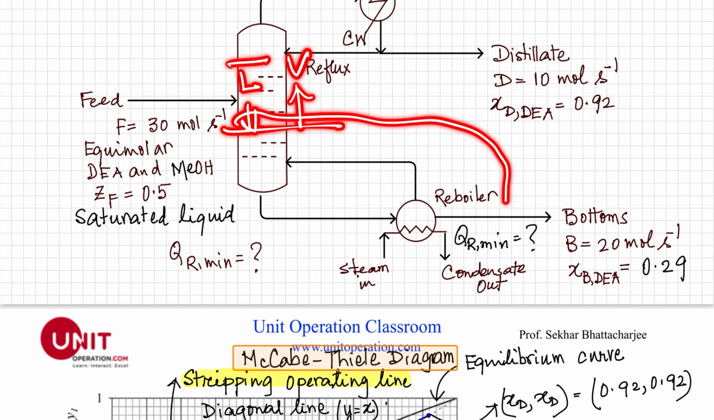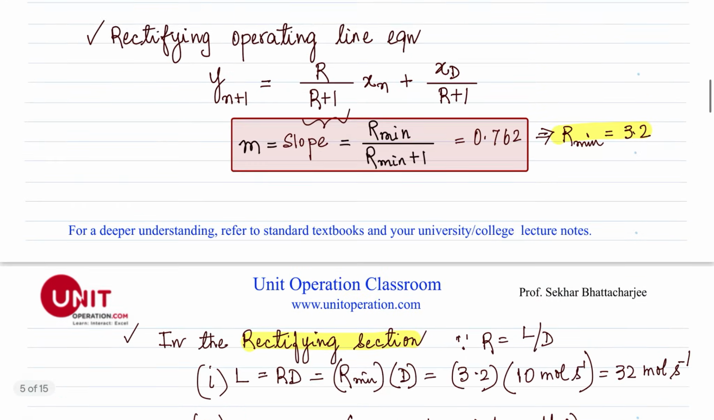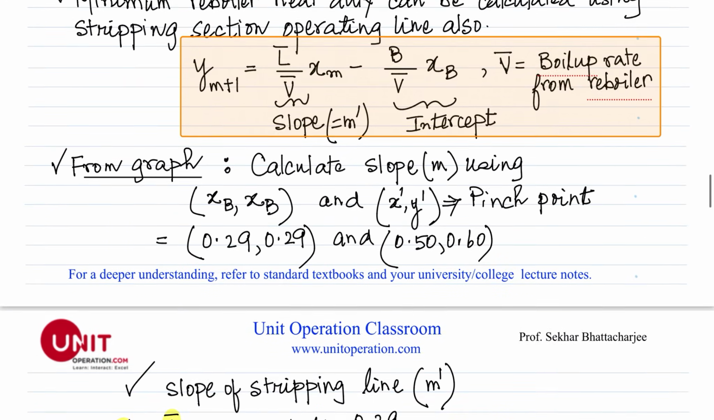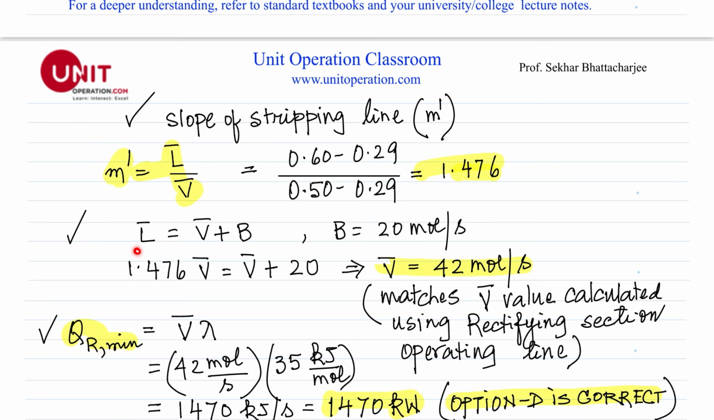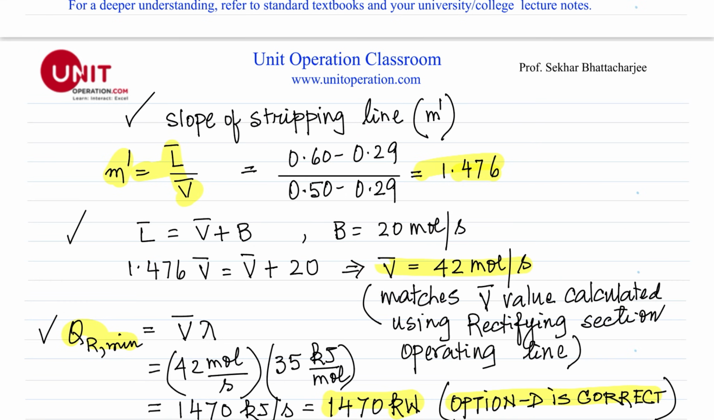If we do the material balance, as you can see, L bar is equal to V bar plus B. That's what we were seeing. We know this L bar, which we can find from the slope, because the slope is equal to L bar by V bar. So from here, we can find the value of V bar. All the details are given here on this website. So you can see this V bar is equal to 42 mole per second.